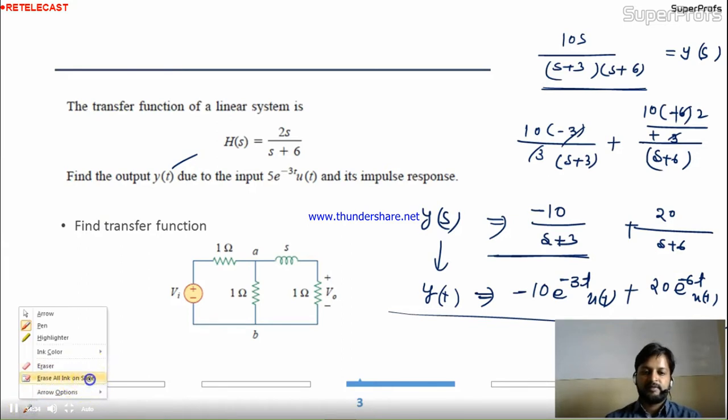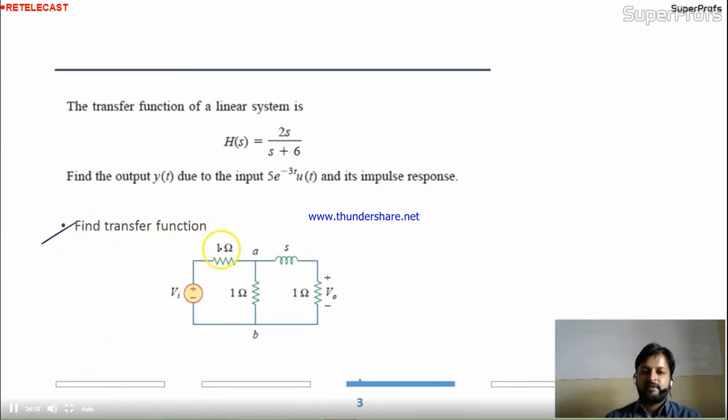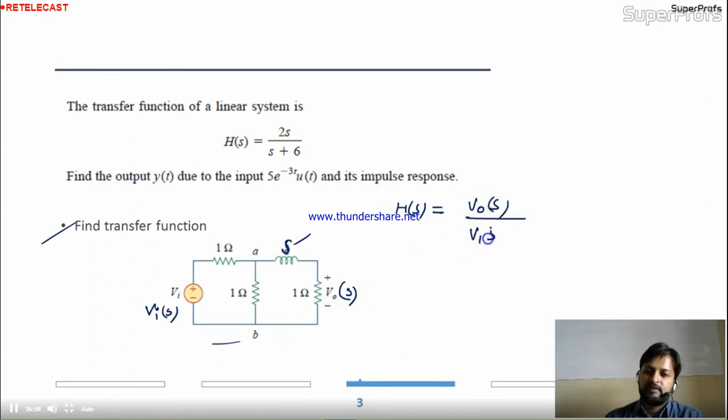Now friends, the second question is find the transfer function. What is the transfer function? For this circuit, first I'll convert this circuit into the S domain. So this will be S, this will be Vi(s), and I don't know what this value is given. I think they are taking S only. And this is 1, 1, 1, 1. The transfer function for this system will be H(s), which is nothing but output. What is the output? We are taking it over here. Divide by, what is the input? Vi(s).